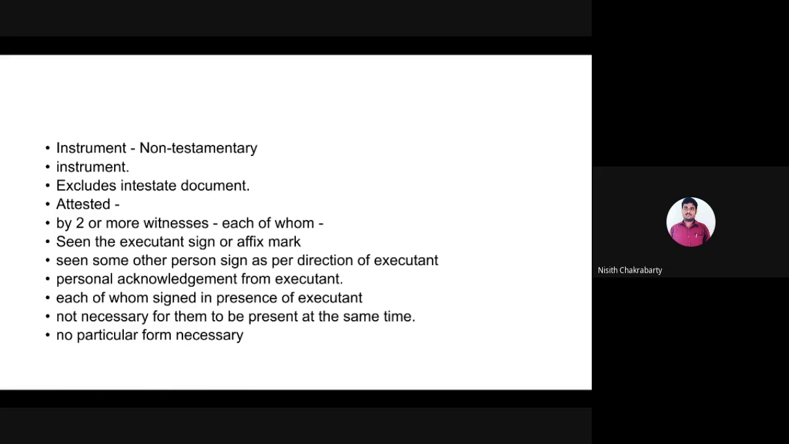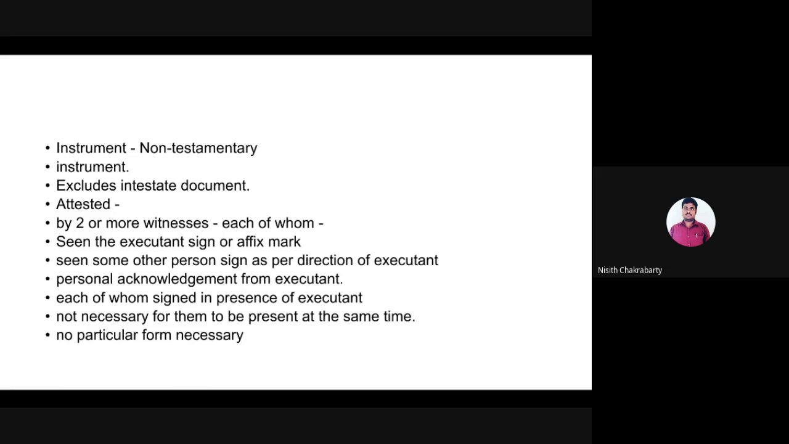First is that they must have either seen the executant sign or affix the mark. Second is they must have seen some other person sign as per the direction of the executant. That means the person who is making the document directed that you sign. Now the witness was present when he directed and the other person put his signature. In that case, it will be treated as if he has seen it.